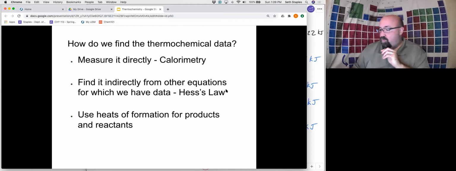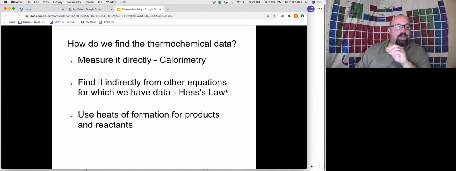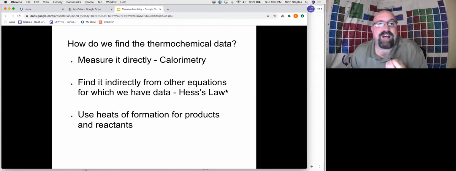Now, when it comes to actually finding thermochemical data, being able to find the delta H value, there are several ways that we can go about doing so. We're going to talk today about measuring it directly by performing a reaction and measuring the amount of energy that it gives off using a method called calorimetry.